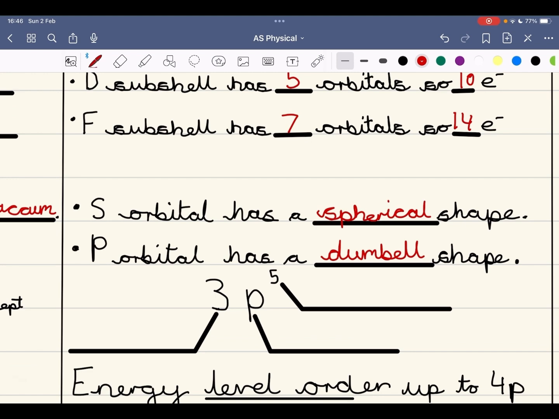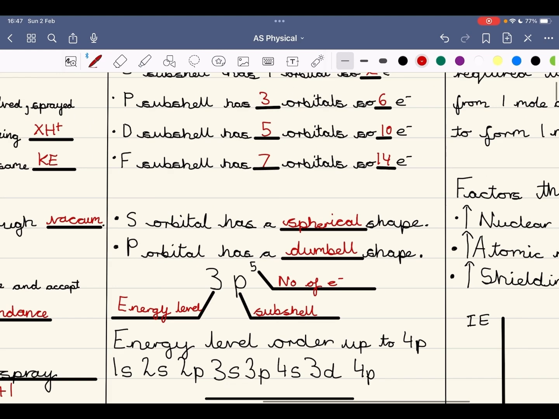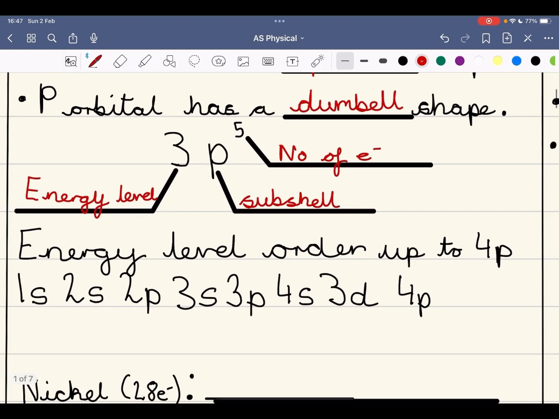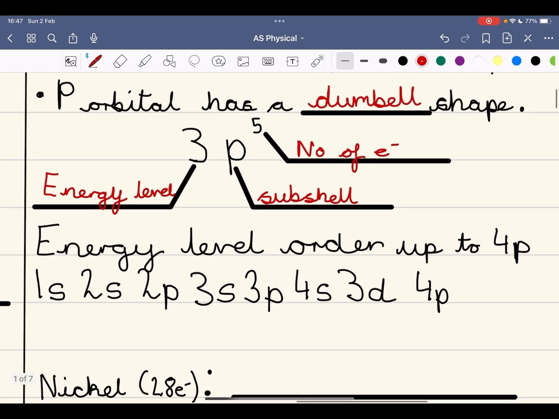So when we actually write down the electron configurations, the big number represents the energy level, and then the letter represents the subshell, and then the small number represents the number of electrons. So this is the order of the energy levels up to 4p. So we have 1s, 2s, 2p, 3s, 3p, 4s, 3d, and 4p.